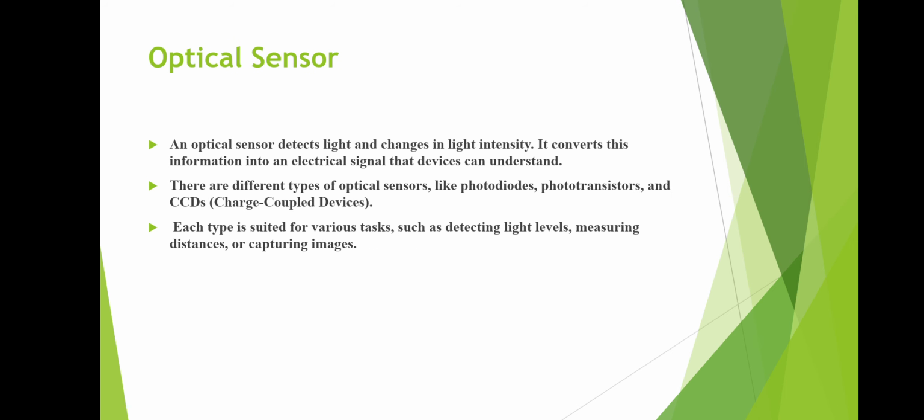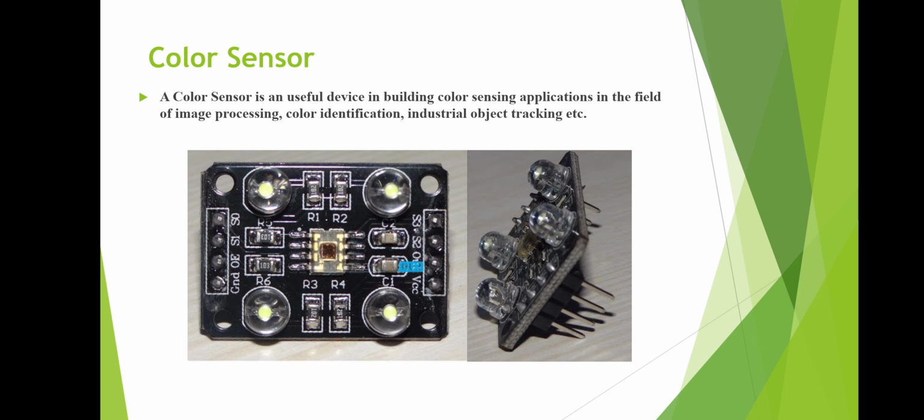Then optical sensors. Optical sensors are used to detect light and changes in light intensity, converting the information into electrical signals that a device can understand. There are different types of optical sensors like photodiodes, phototransistors and charge coupled devices. Each type is suited for various tasks such as detecting light levels, measuring distance or capturing images. Then color sensor. A color sensor is a useful device for building color sensing applications in the field of image processing, color identification, industrial object tracking.